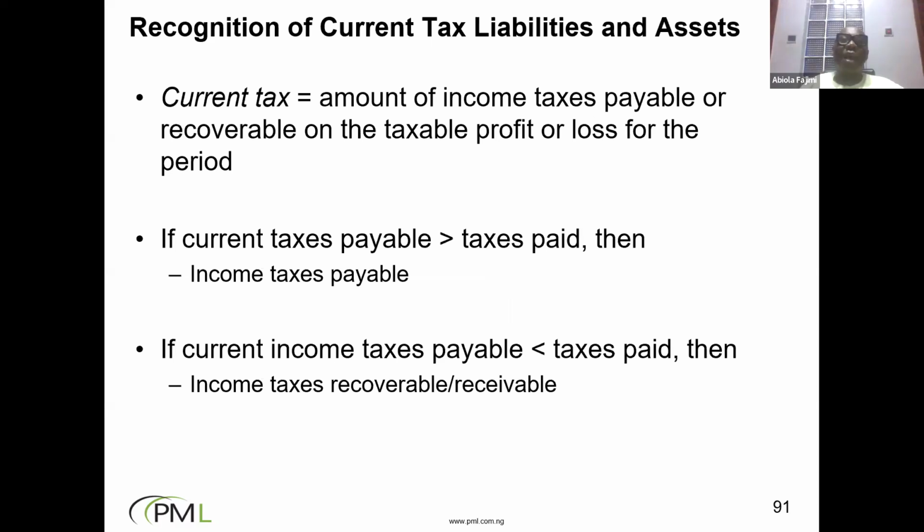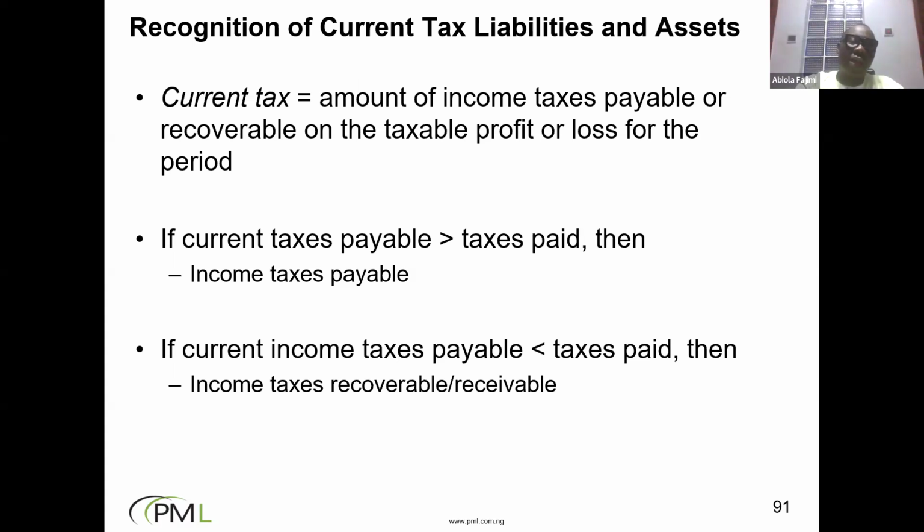So your current tax liability and asset: your current tax is equal to the amount of income tax payable or recoverable on taxable profit or loss for the period. That is the amount of tax that is due on your profit or loss for a year or for a period. After you've done your accounts and you look at it and compute the amount, the CIT, the education tax, the police fund that I need to pay to the federal government, that is your tax payable. If the current tax payable is greater than the tax that you've already paid, you have income tax payable. If the current income tax payable is less than what you have paid, then you have income tax receivable.